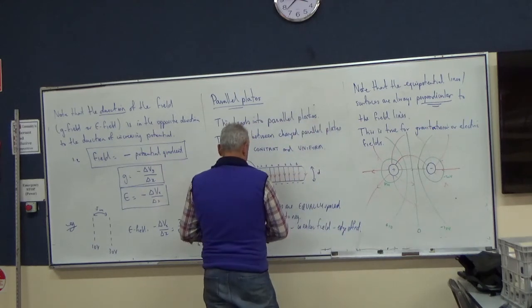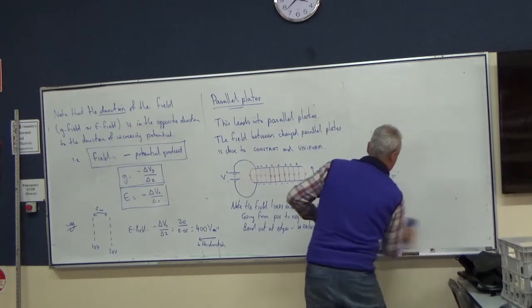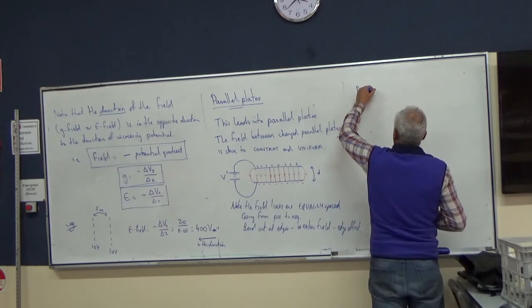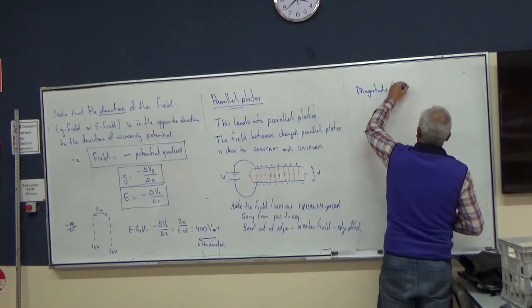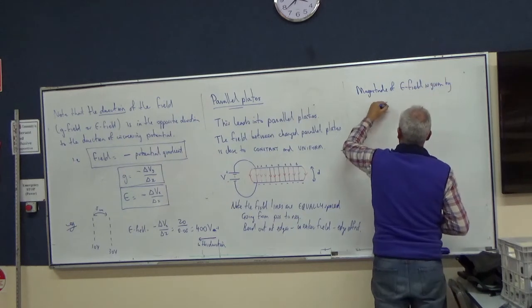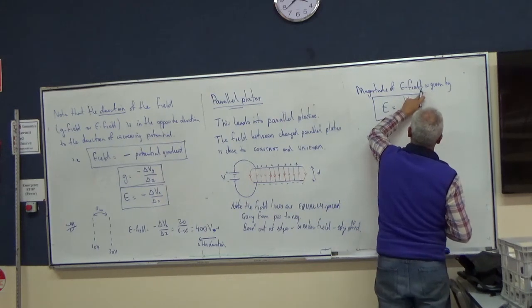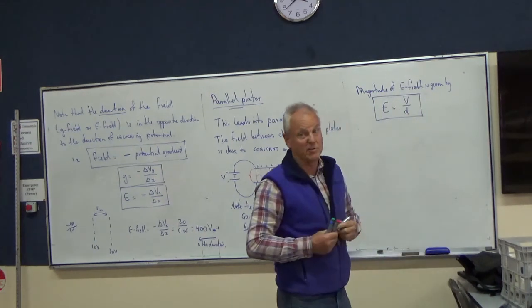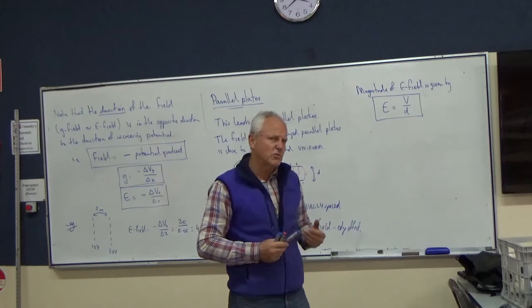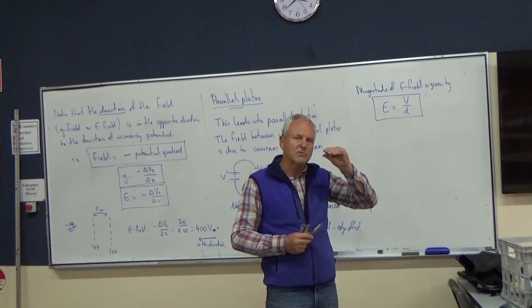and the magnitude of the electric field is given by E equals V over D. Alright? So the electric field, of course, gets stronger if you've got more voltage, and the electric field gets stronger if you put those plates closer and closer together.